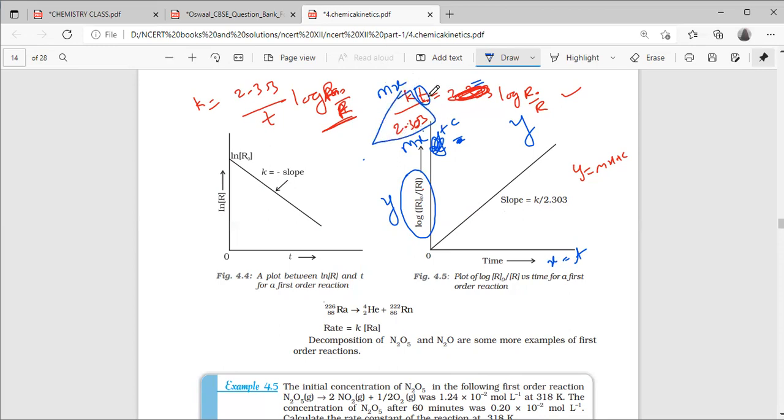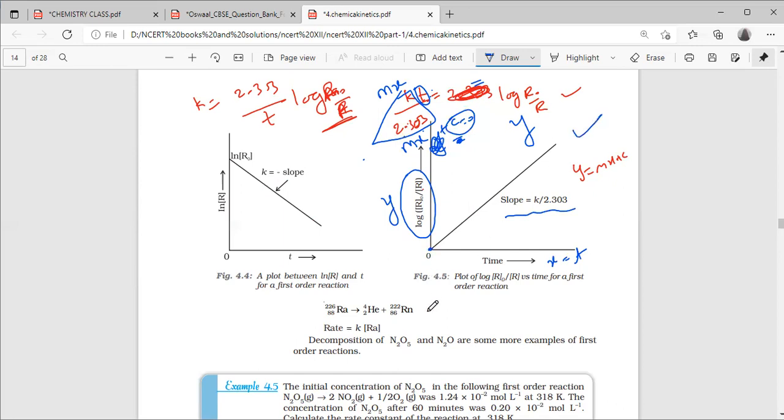This is the total mx, where x is the t, and the remaining part m is the constant k by 2.303. You can see here the slope is k by 2.303. Now in this formula, y equals mx plus c, the m is the slope, which is positive, so the line is going up. And c equals 0, that means the intercept is 0. When the intercept is 0, the line goes through the origin.